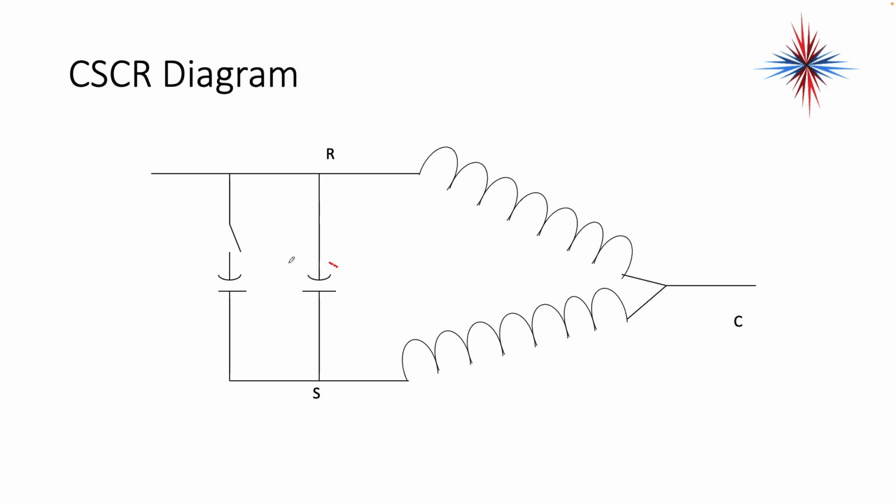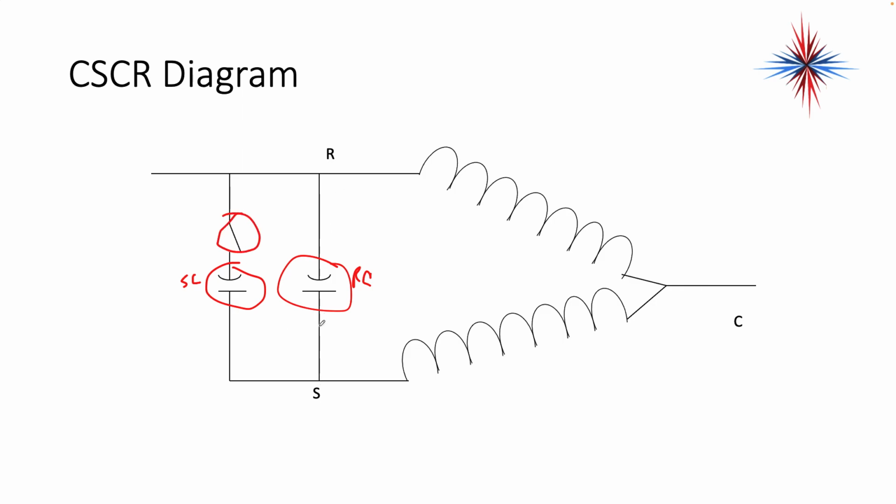CSCR diagram. This is a capacitor. This is my run cap. It's always in the circuit. Start cap is over here because it's protected by a switch. You have a switching device here.